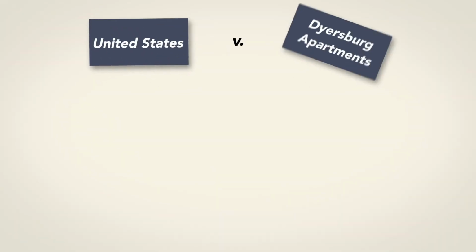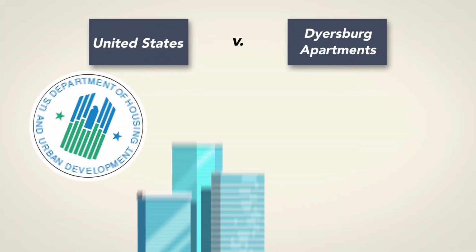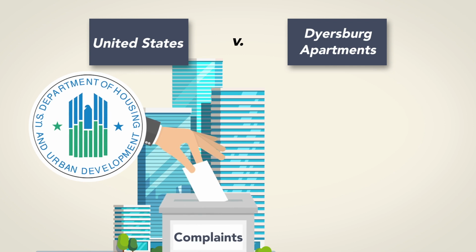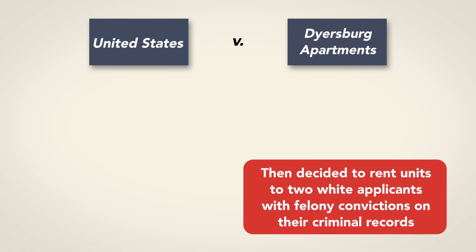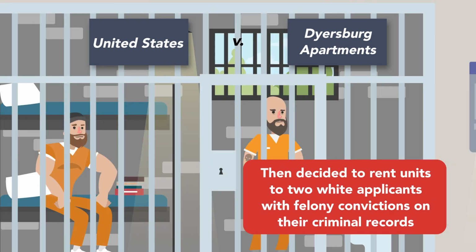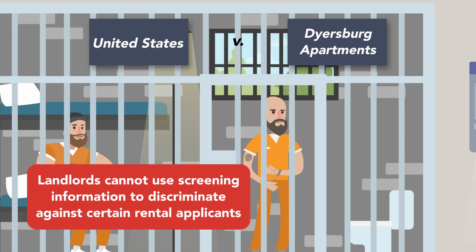In the United States versus Dyersburg Apartments, HUD filed a complaint against an apartment complex for FHA violations based on race. The complaint alleged that the complex denied housing to an African American applicant due to his criminal record, but then decided to rent units to two white applicants with felony convictions on their criminal records. Landlords cannot use screening information to discriminate against certain rental applicants.